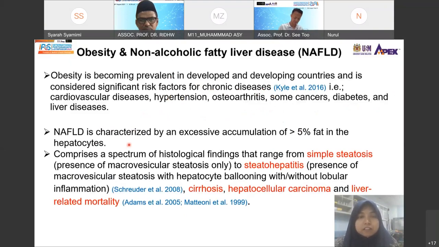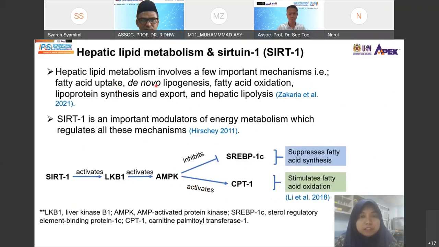NAFLD is characterized by an excessive accumulation of more than 5% fat in the hepatocytes. It comprises a spectrum of histological findings that range from simple steatosis, steatohepatitis, cirrhosis, hepatocellular carcinoma, and liver-related mortality. Hepatic lipid metabolism involves a few important mechanisms such as fatty acid uptake, de novo lipogenesis, fatty acid oxidation, lipoprotein synthesis and export, and hepatic lipolysis.